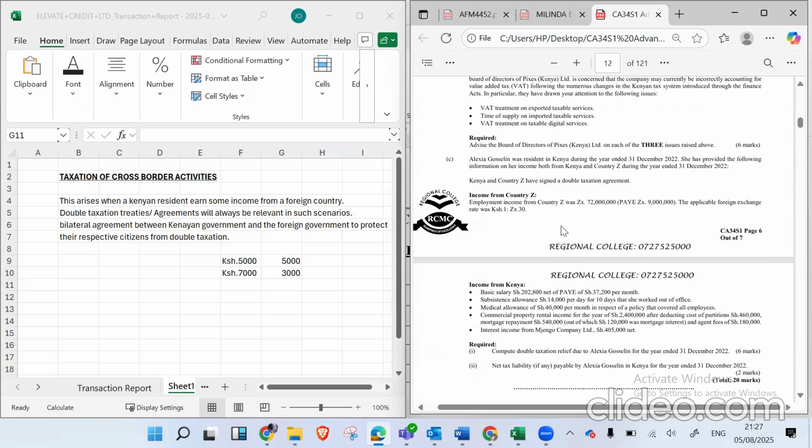So Alicia was resident in Kenya. See how they put it? Was a resident in Kenya. So she meets the first condition. During the year ended 31st December 2022, she has provided the following information on her income, both from Kenya and country Z during the year. Kenya and country Z have signed a double taxation agreement. So there's a double taxation agreement between Kenya and that foreign country. So condition number 2 is there.